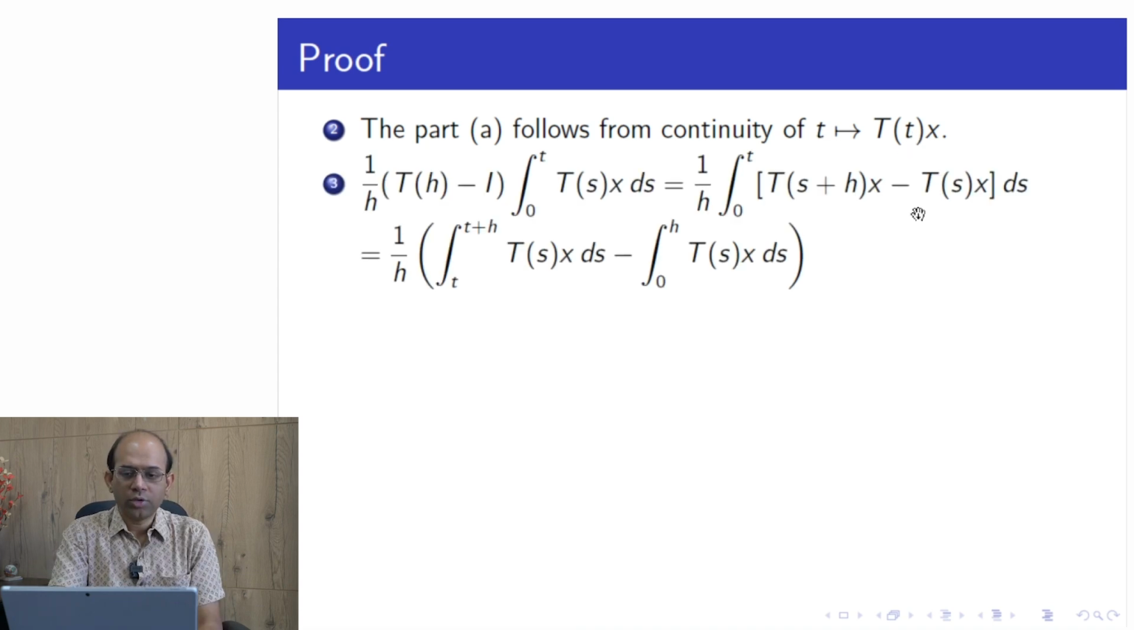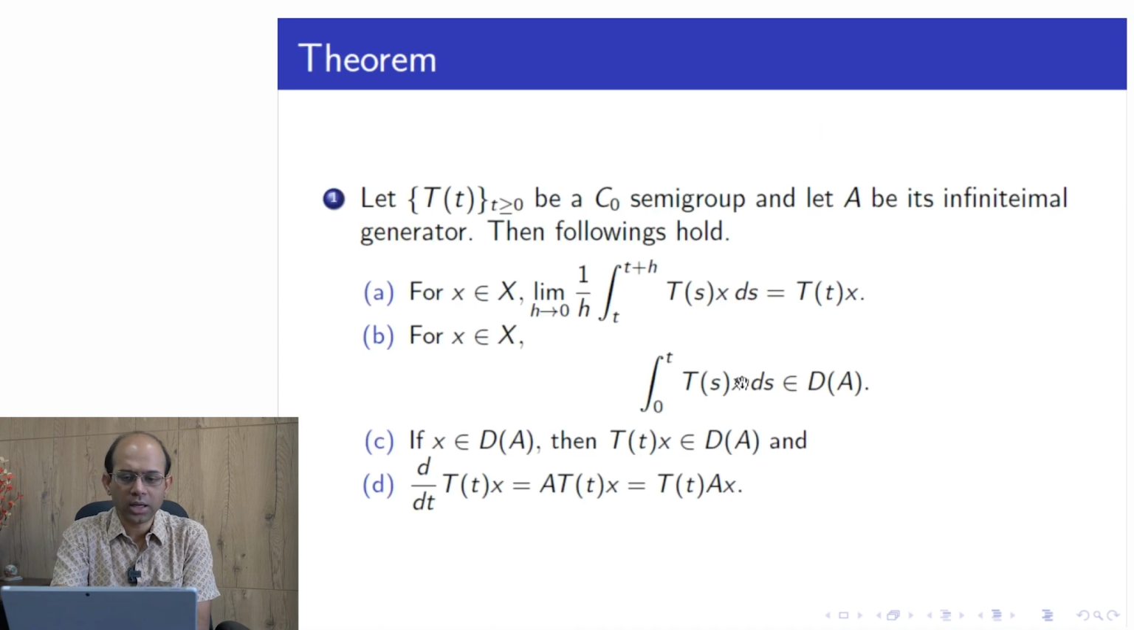Now for part B, we need to show that this whole thing is in the domain of the operator. To show that this is in the domain of the operator, we need to apply the operator (T(h) minus I) divided by h, and we have to show that that limit exists.